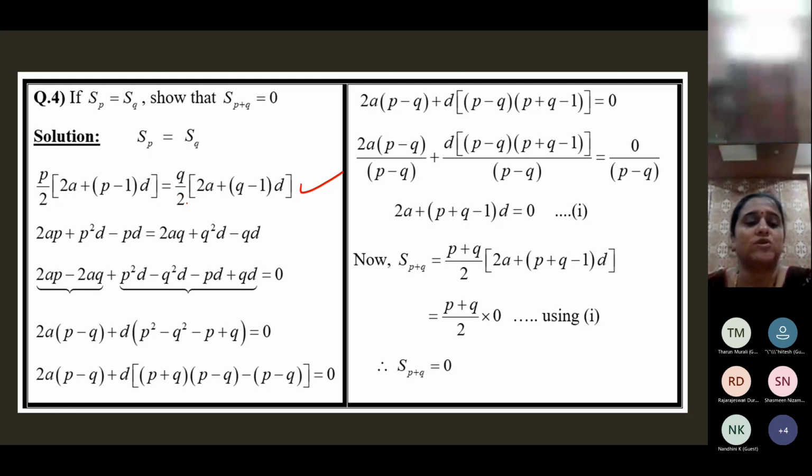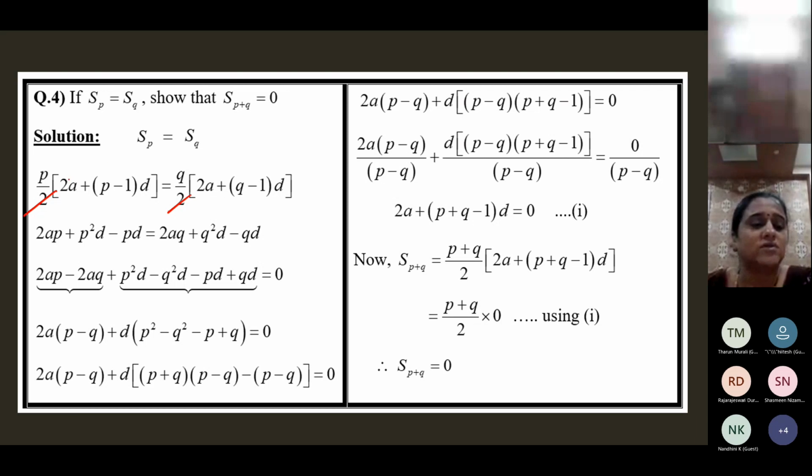n by 2, q by 2, 2a plus n minus 1, q minus 1 into d. Okay, then on either side, 2 gets cancelled. We have 2 here and here, so you can cancel it out. Now, as we did earlier in the previous sum, multiply.